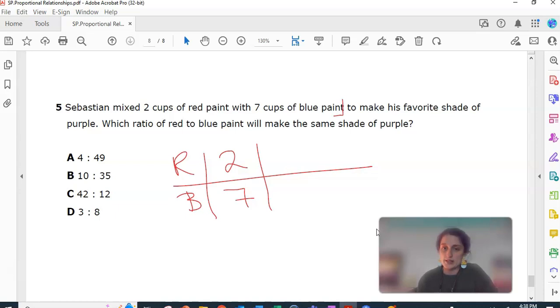He mixed the paints to make his favorite shade of purple because red and blue make purple. Which ratio of red to blue paint will make the same shade of purple, red to blue? That means that these numbers are red and these numbers are blue. So you are looking for an equivalent ratio that has the same scale factor. I know that 2 times 2 makes 4, but does 7 times 2 make 49?